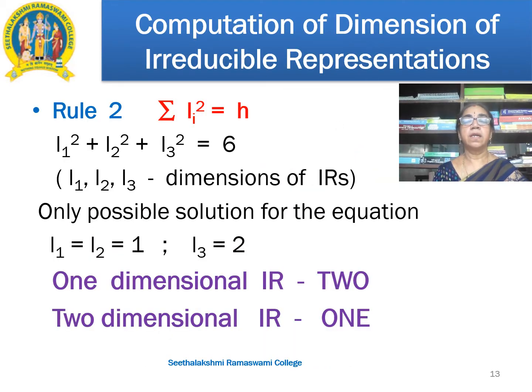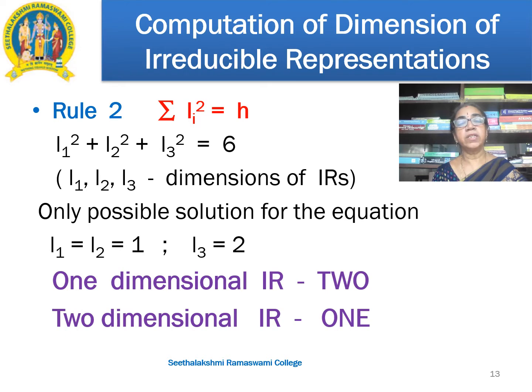The next step is computation of the dimension of the irreducible representations. Now, the C3V point group has 3 irreducible representations. To find the dimensions, rule 2 of the orthogonality theorem can be followed. That is, the sum of Li square equals h. Since there are 3 irreducible representations, rule 2 can be formulated as the equation L1 square plus L2 square plus L3 square equals 6, where L1, L2 and L3 are the dimensions of the three irreducible representations.